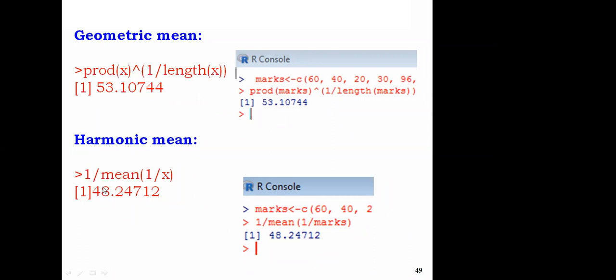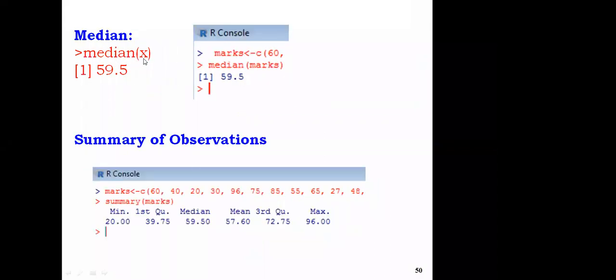Again, harmonic mean: 1 divided by mean, then within the bracket 1 divided by x. In place of x you write marks, because in our example it is given as marks. If it is given as something different, then you write that instead. Then median: median within the bracket marks. This is your median, 59.5. This is the R console window, with the summary of observations: mean, median, geometric mean, harmonic mean, all those things.